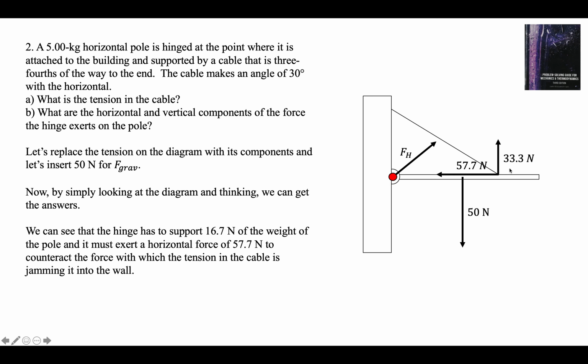The weight is 50 newtons, tension's holding up 33.3 of it. In order for there to be no force in the y direction, the hinge has to add 16.7 up. The tension is jamming the pole into the wall with a force of 57.7 newtons. The hinge has to be pushing back with a force of 57.7 newtons to make the net force in the x direction 0. So F hinge vertical, 16.7 newtons upward. F hinge horizontal, 57.7 newtons to the right. That's problem 2.